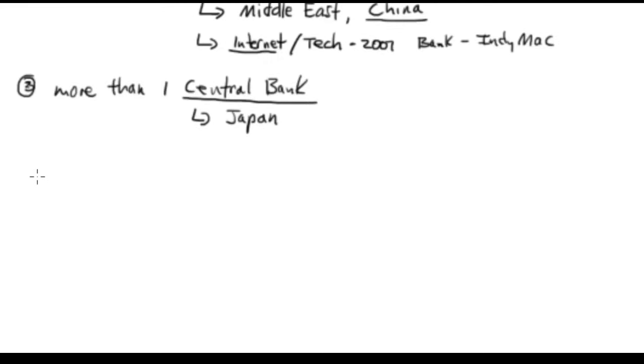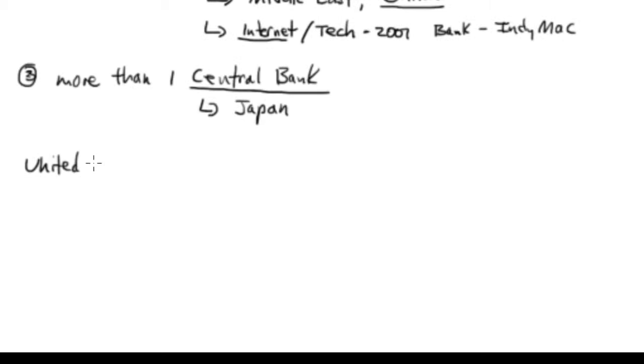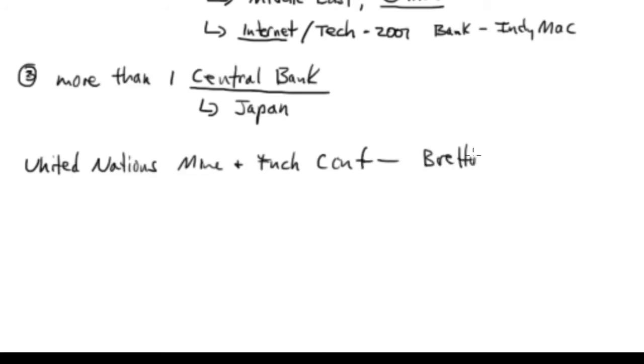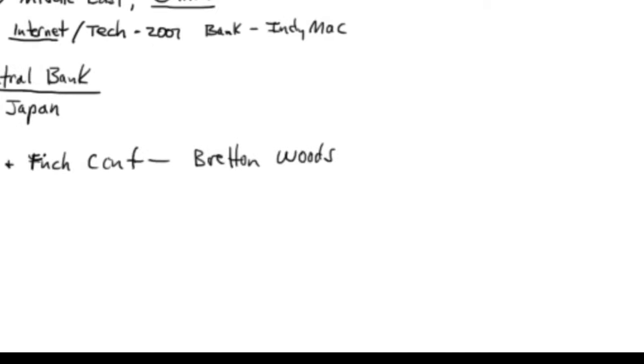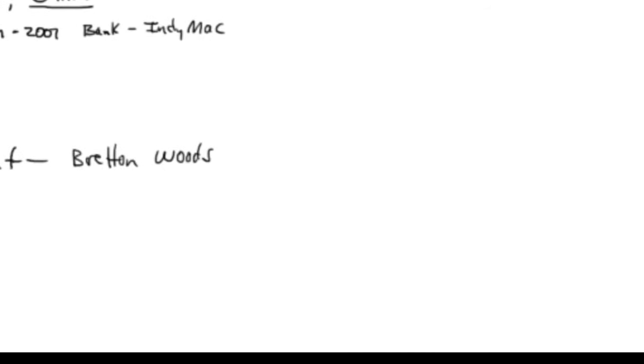July in Bretton Woods, New Hampshire, the conference was officially titled the United Nations Monetary and Financial Conference. Heretofore always known and referred to as the Bretton Woods Conference because it was in Bretton Woods, New Hampshire. 44 countries attended, and there were 3 specific goals of this conference.